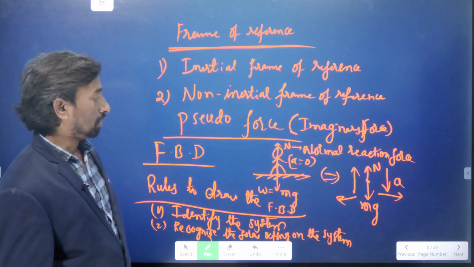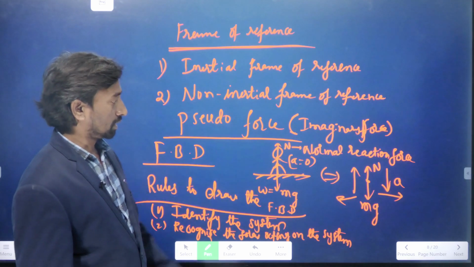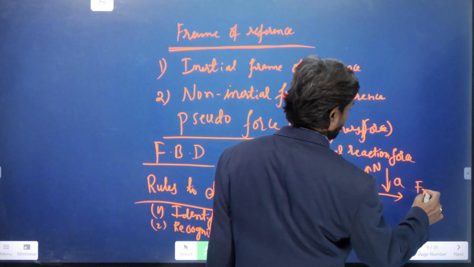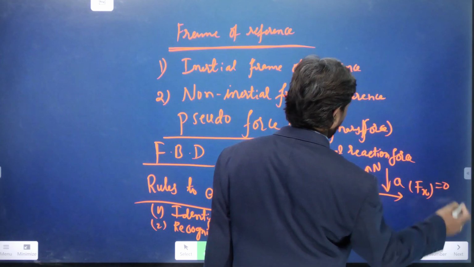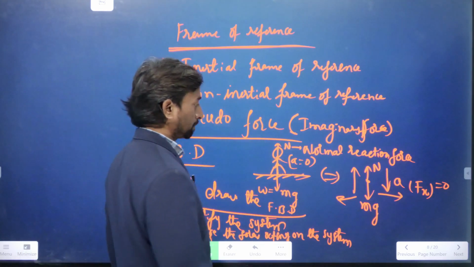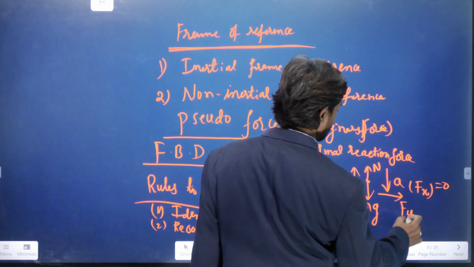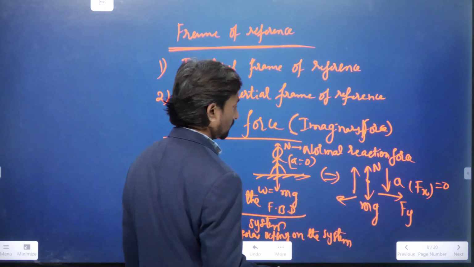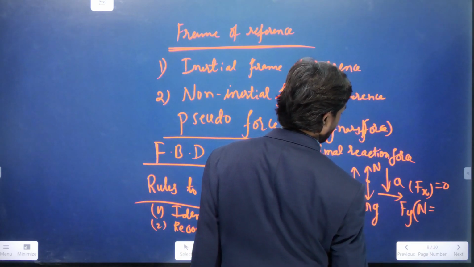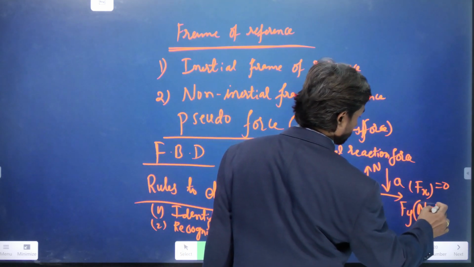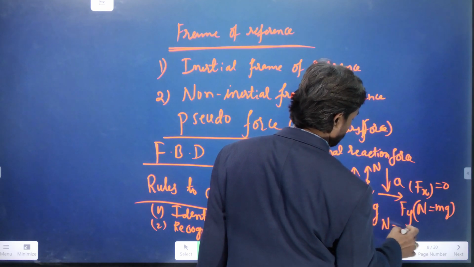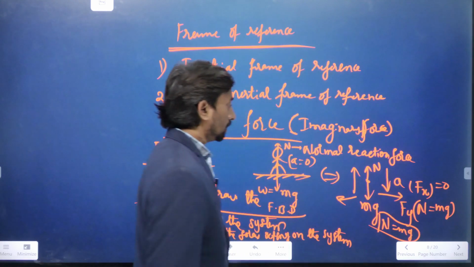So now we can write the equation. The net force along the x direction is 0. And along the vertical direction, what is the equation we will get? Finally we are writing the equations for the vertical direction of the forces. The normal reaction is equal to the weight of the body. So we get the final equation, N equals mg. Like this, we should write the equations.